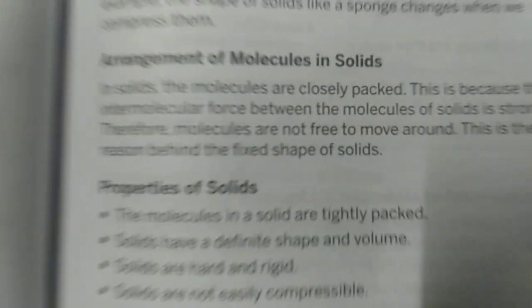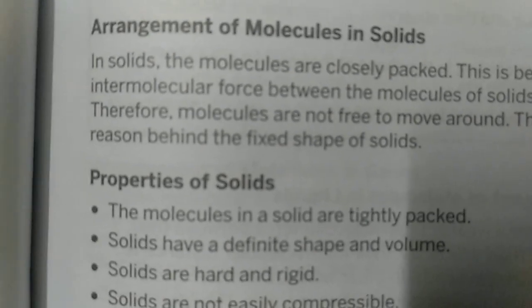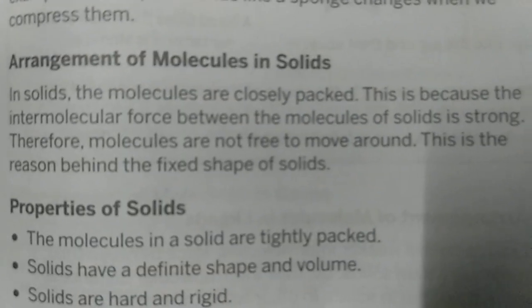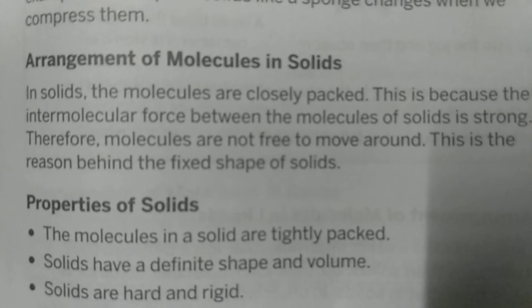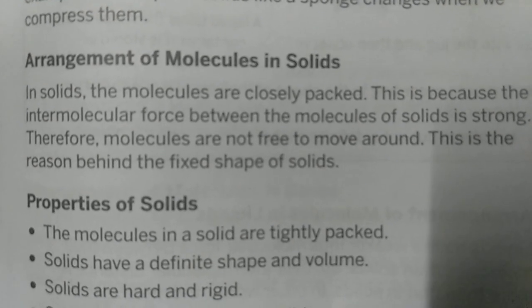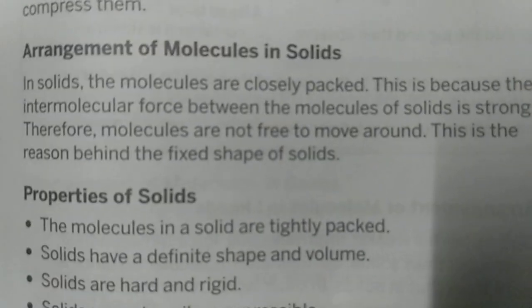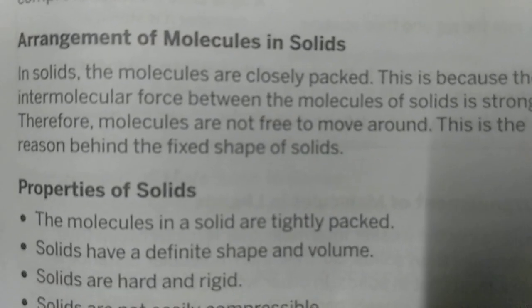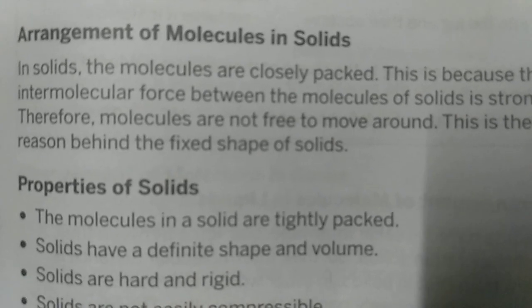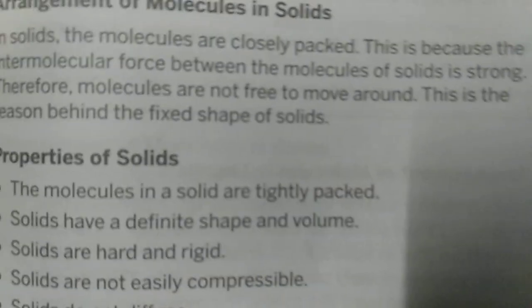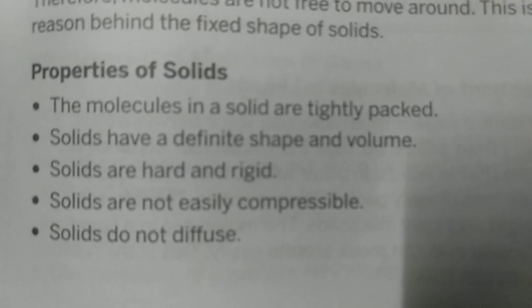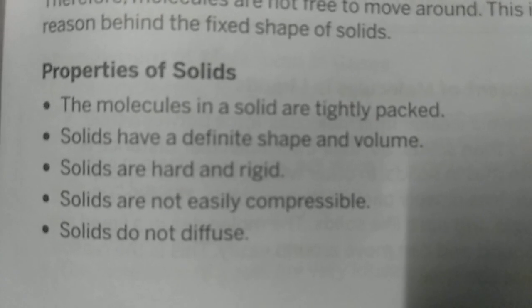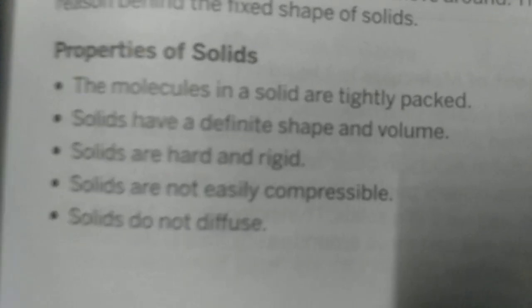Now what is the arrangement of molecules in a solid? In a solid, the molecules are closely packed. This is because the intermolecular force of attraction between the molecules is very strong in a solid. Therefore, molecules are not free to move around. This is the reason behind the shape of the solid. What are the properties of a solid? The properties of a solid are: they are tightly packed, they have definite shape and volume, they are hard and rigid, they are not easily compressible, and they do not diffuse.